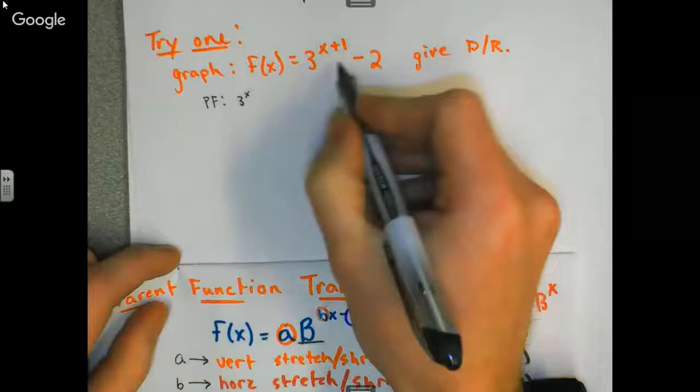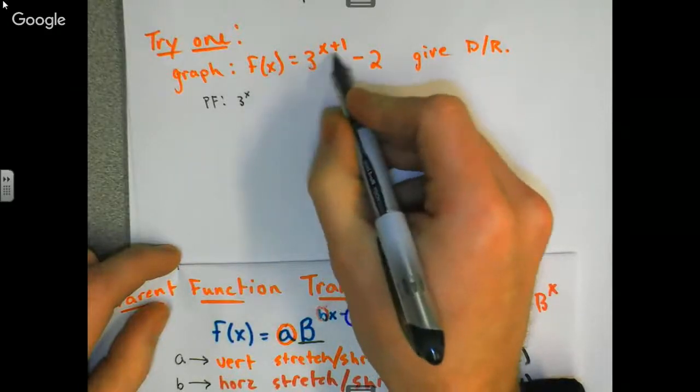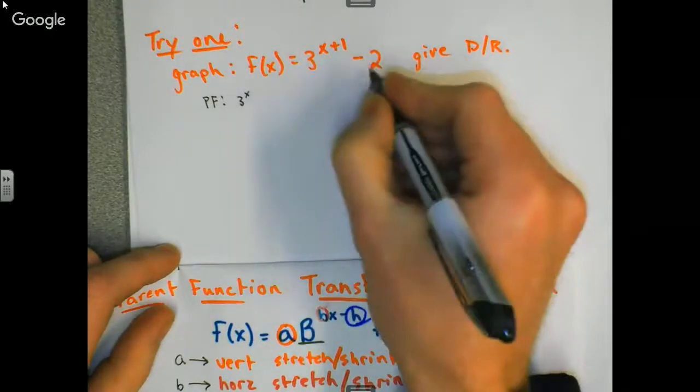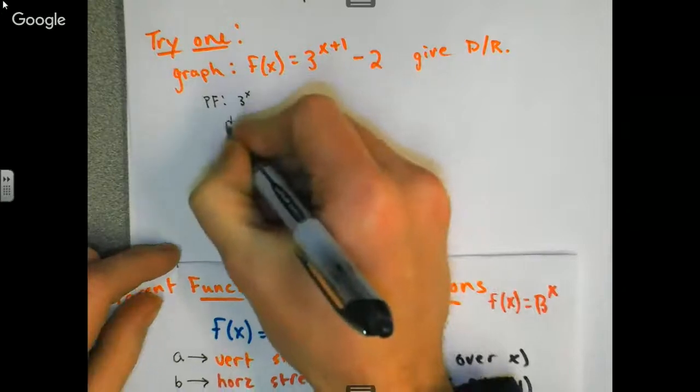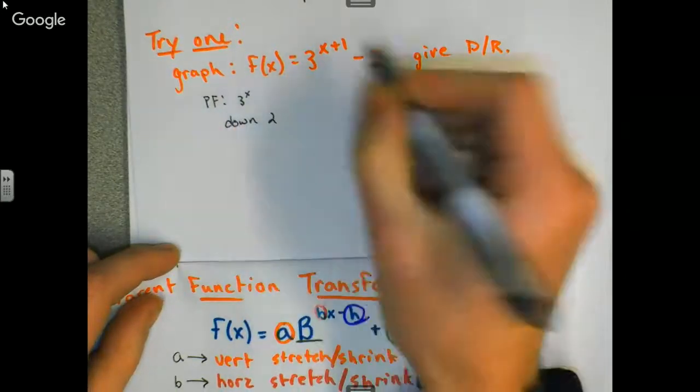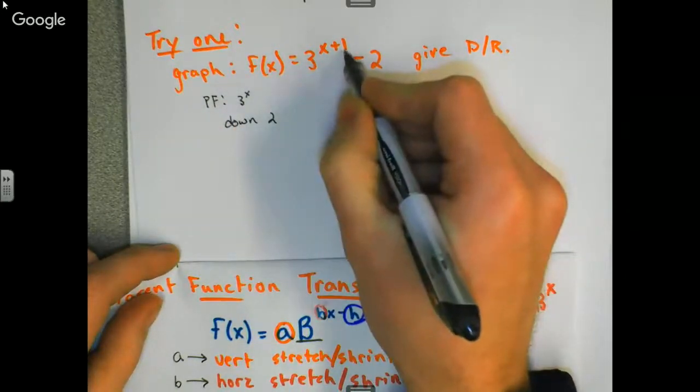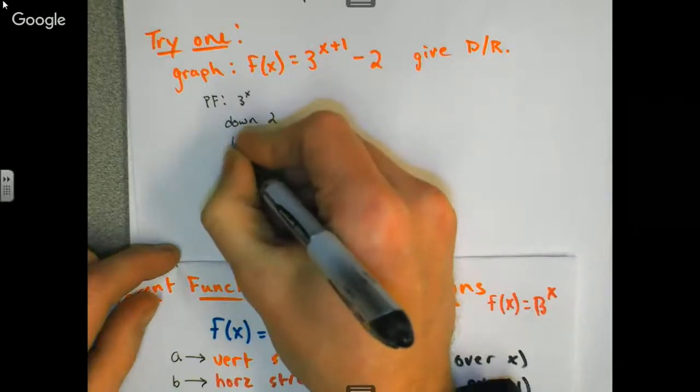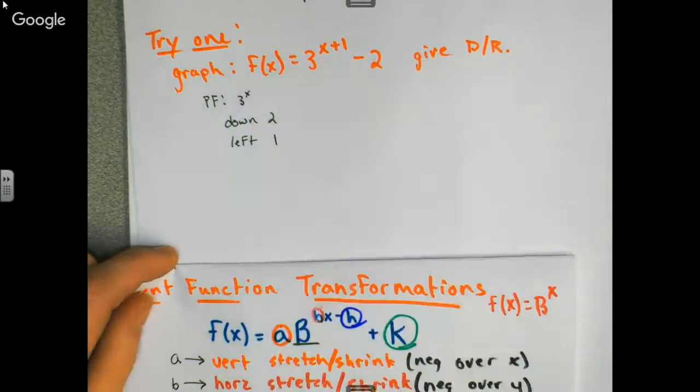Now we've got the 3 taken care of. We want the plus 1 and the minus 2. The minus 2 says it goes down 2. And the plus 1 means it goes left 1.